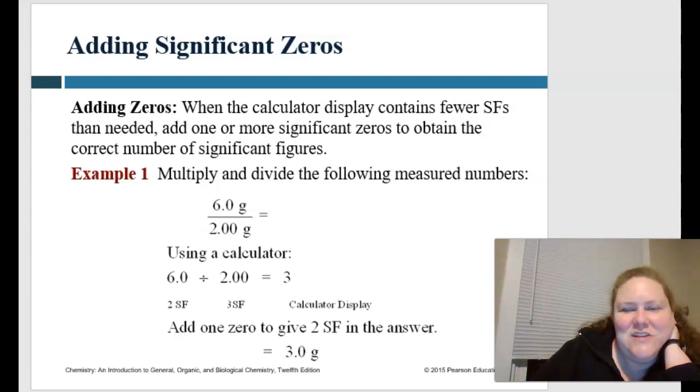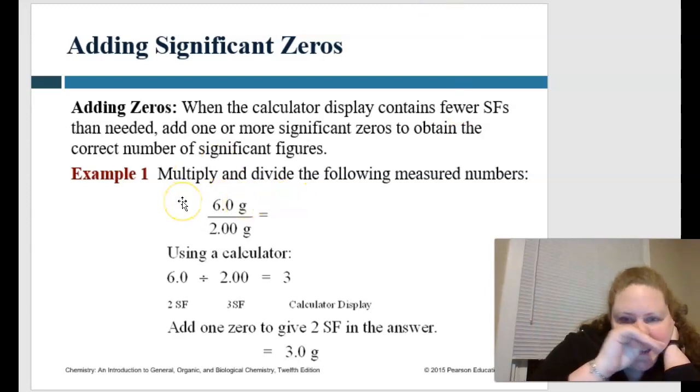All right, so when do we add significant zeros? When the calculator display contains fewer significant figures than needed, then we have to add one or more significant figures to equal it out and get the correct number of significant figures. Scientists can be very picky, okay?